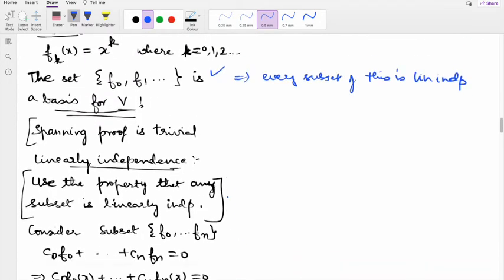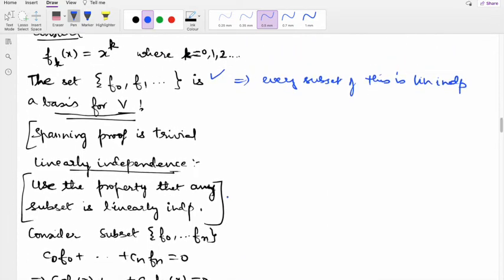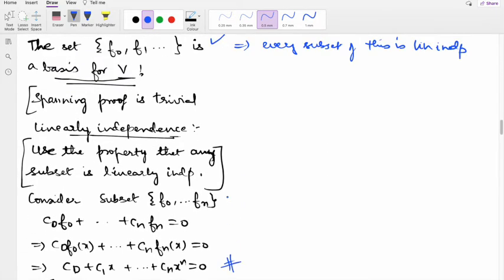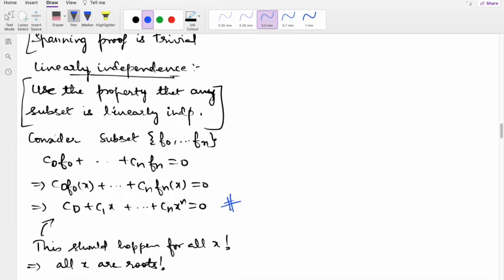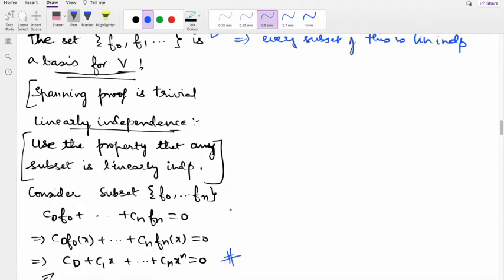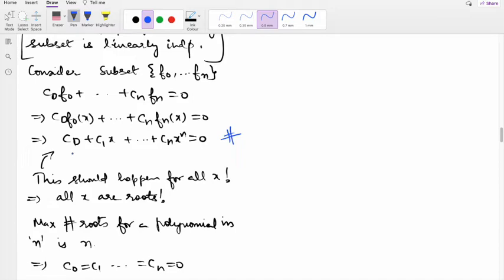Why? Because I'm looking at this particular function as a basis for the vector space V. Regardless of whatever the value of x is, I'm checking whether this particular set follows linear independence or not. Now, if this should happen for all x, that means all x should be the roots of this particular equation, that is, all the elements of your field should be roots of this particular equation.